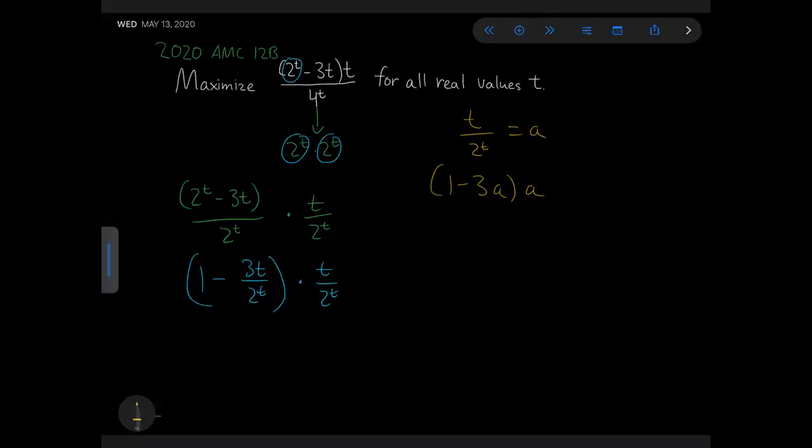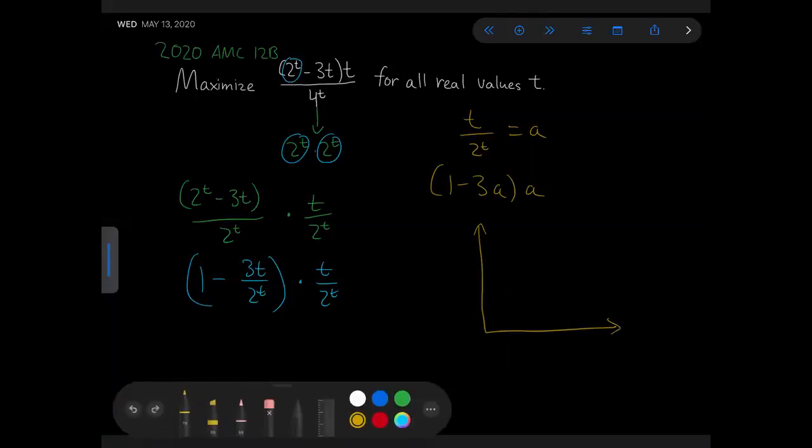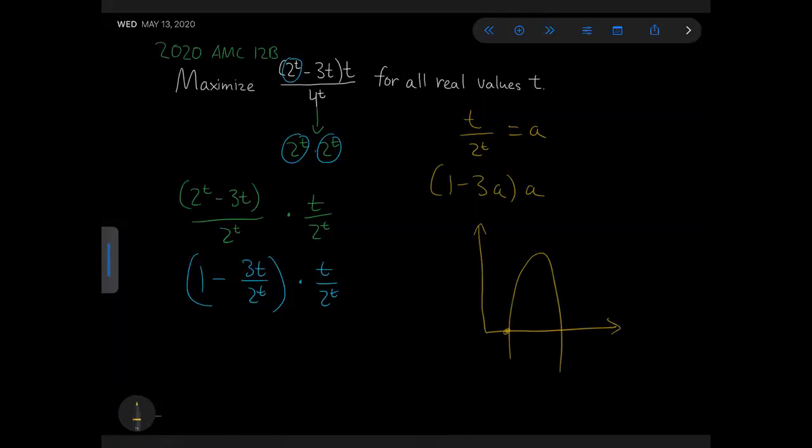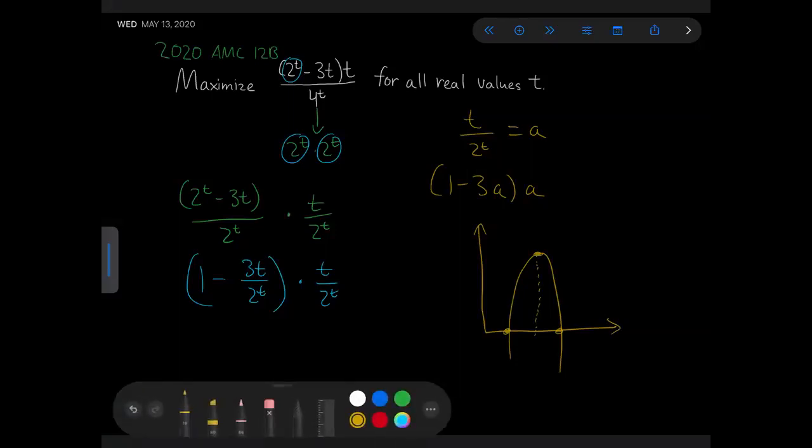And the maximum value, this is a quadratic. The maximum value of a quadratic is going to be the average of the roots. And this is pretty easy to prove if you just took a random quadratic function. If the roots are here and here, the maximum value is going to be in the middle of those two roots. So let's find those two roots.